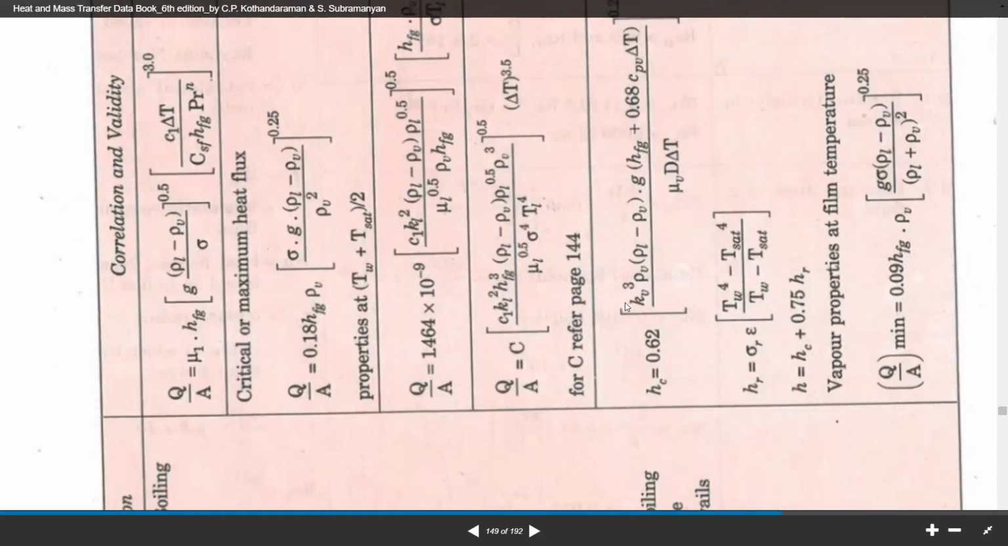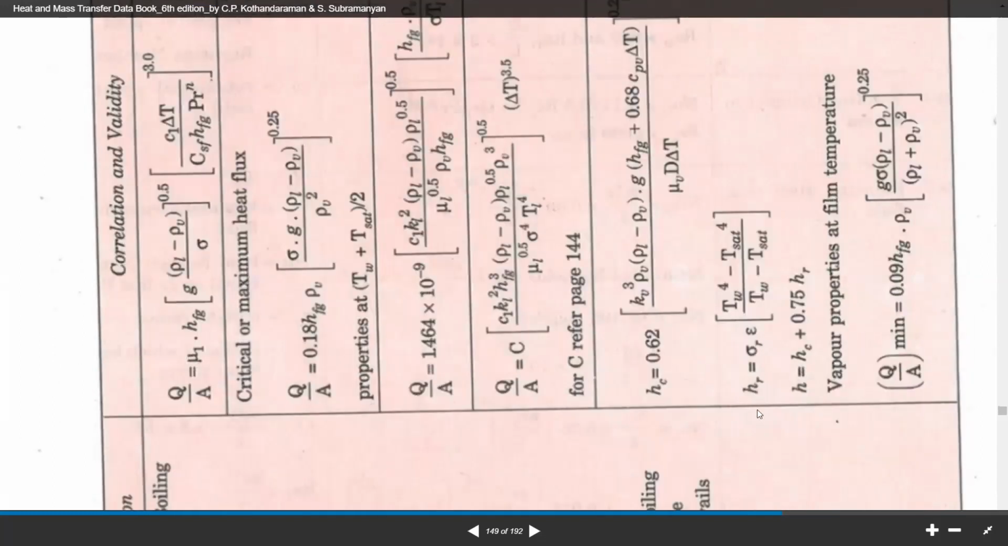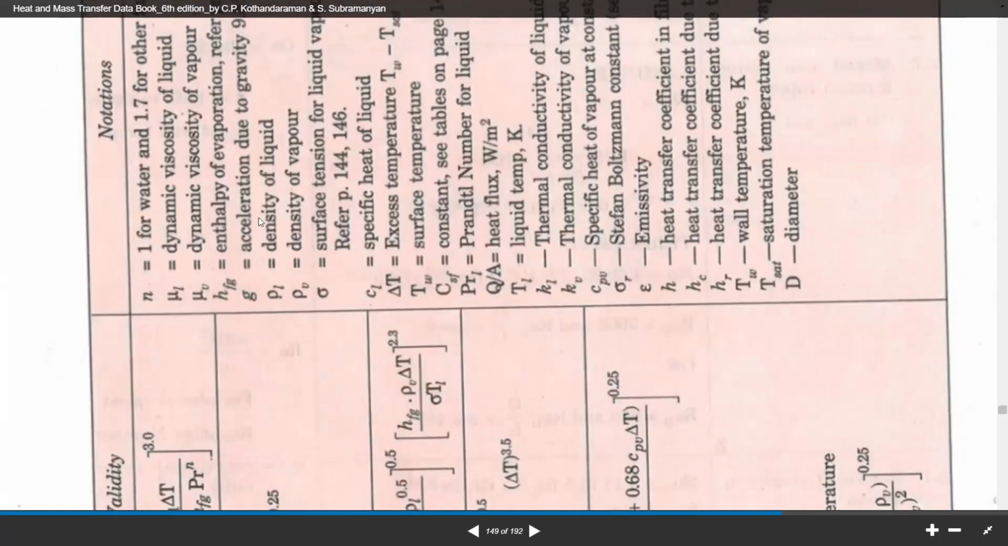So we are supposed to use this equation, that is Hc equals this complete equation, and HR, the heat transfer coefficient for radiation, while Hc is the heat transfer coefficient for convection. These two formulas we have to use. After that, we have to use the formula H equals Hc plus 0.75 times HR. For this formula, the notations are given.